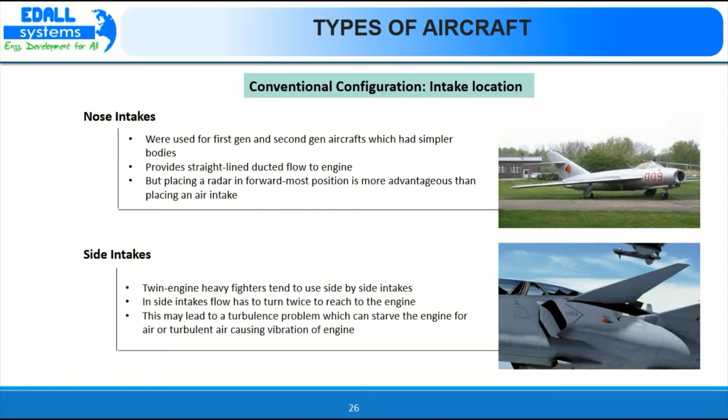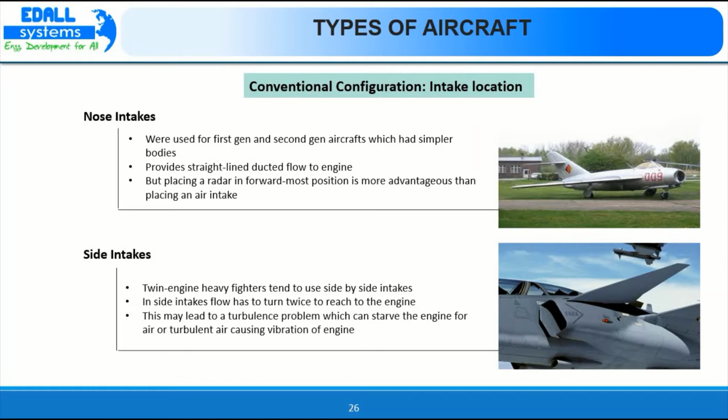Then we have side intakes. Engines which are internally housed use side intakes. Twin engine heavy fighters tend to use side by side intakes. In side intakes, the flow has to turn twice to reach the engine. This may lead to a turbulence problem which can starve the engine of air, or turbulent air can cause vibrations of the engine. So generally this kind of intake is placed on twin engine heavy fighter aircraft.